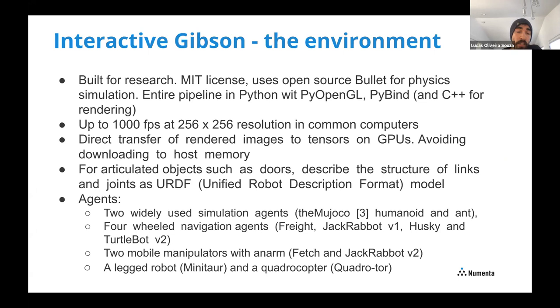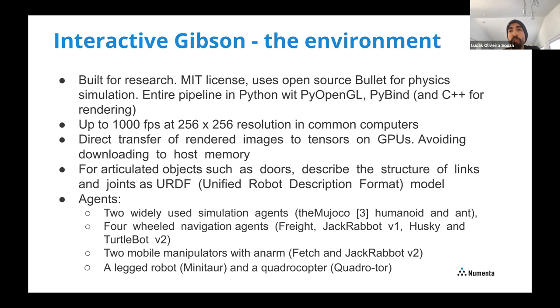It supports up to 1,000 frames per second at 256 by 256 resolution, and runs even on common computers. The rendered images go directly to tensors and GPUs, and that's important for us. You don't have to download them to host memory and then transfer to PyTorch.